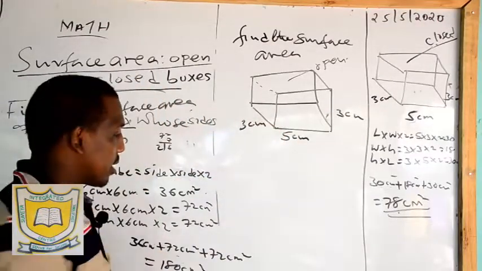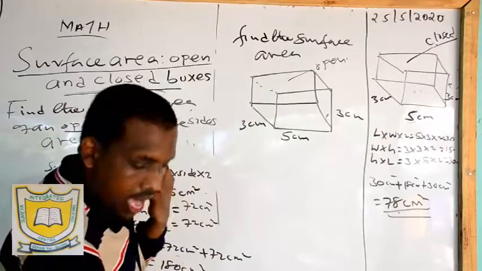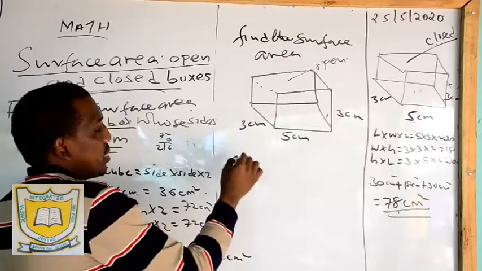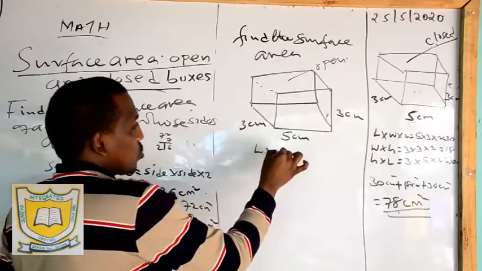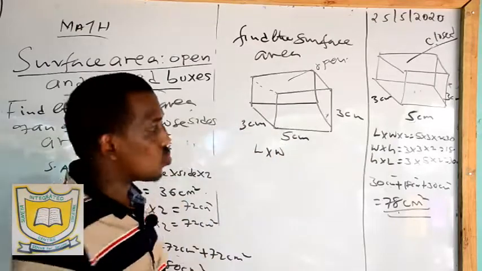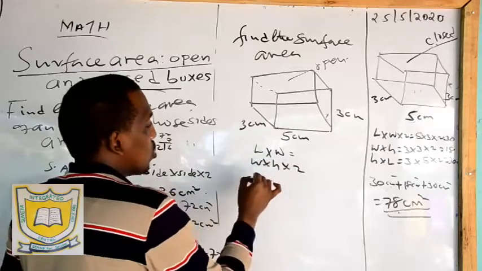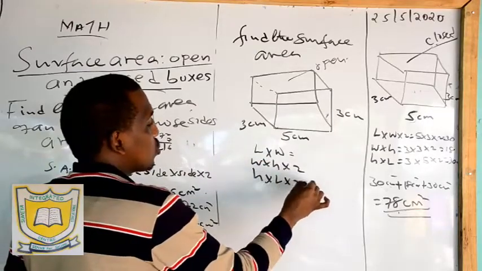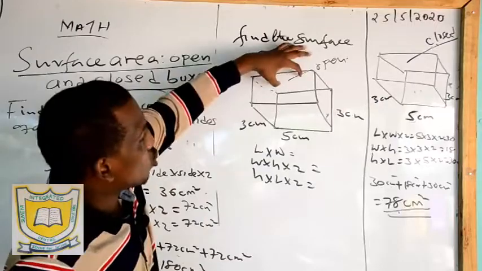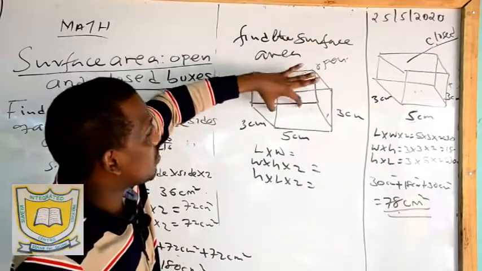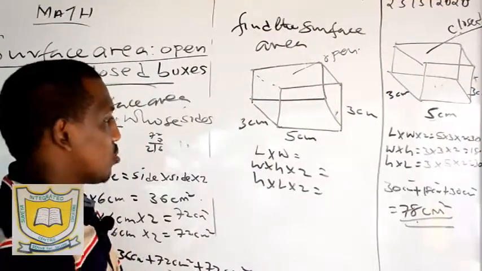Remember, when it is open, we say length times width. We don't say times 2. Length times width. Width times height times 2. Height times length times 2. Because the top is open, so the base area, the top is open, so we don't say times 2.